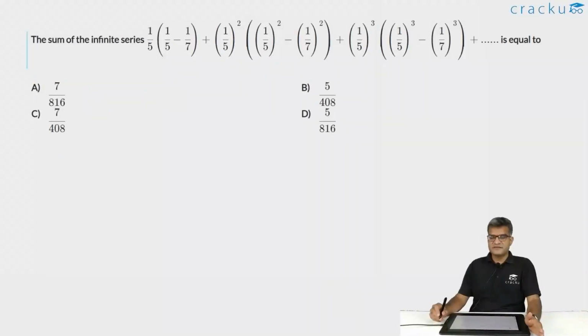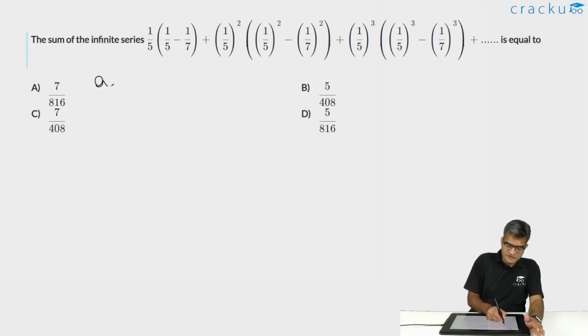In this question, we are given an infinite series, which is 1/5 into (1/5 minus 1/7), plus 1/5 square into (1/5 square minus 1/7 square), plus 1/5 cube into (1/5 cube minus 1/7 cube), dot dot dot till infinity. This seems like a difficult question to answer, but we need to know one formula to solve this. That formula is the sum of an infinite geometric progression.